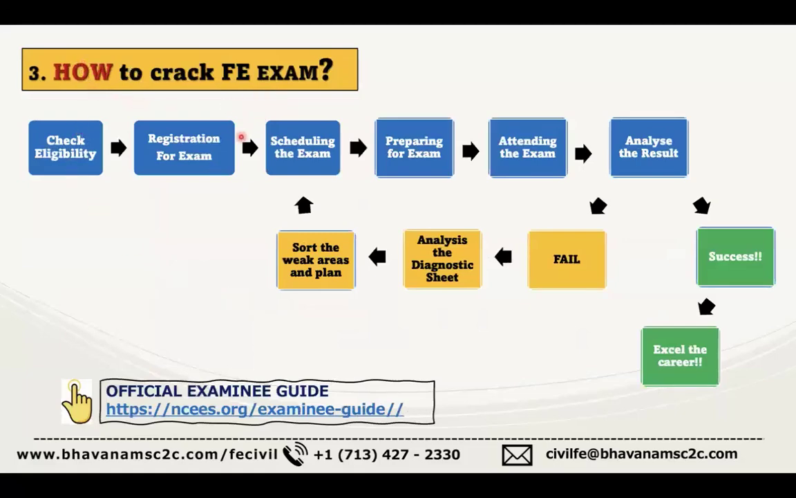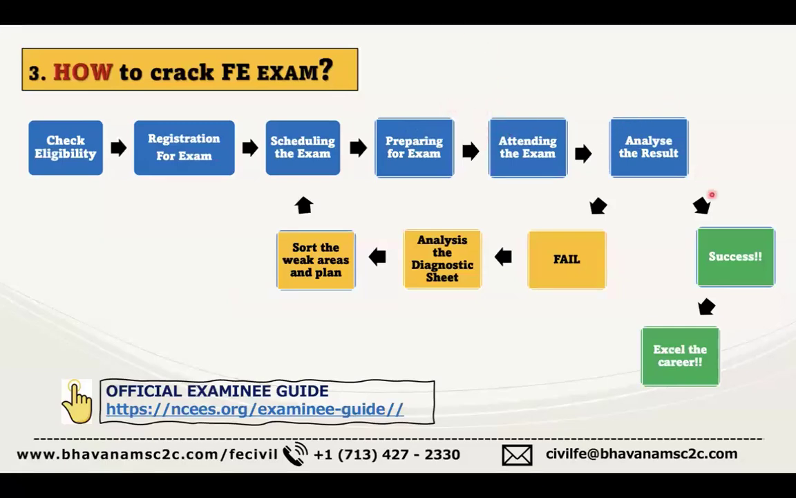So how to crack it? Again, we should not randomly just take some source, read it and attend the exam. We must follow a particular step-by-step procedure, a particular flowchart, or a particular path. So here, check the eligibility. That is the basic criterion you need to do, and then do the registration as per the time you have available, and then schedule the exam based on your free time or possible time, and then prepare for the exam and attend the exam. It does not end there.